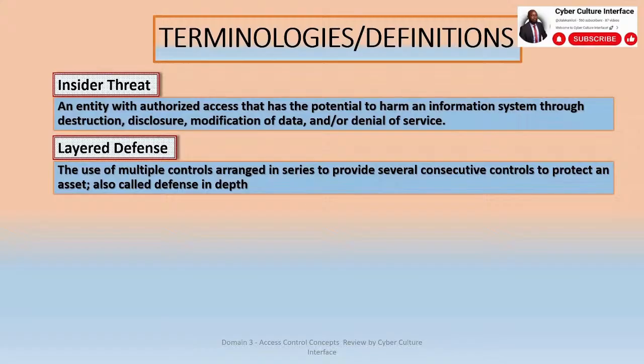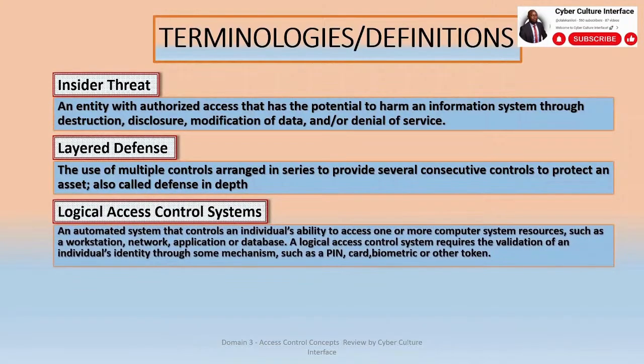So what we're talking about here is, for instance, if you want to access an organization, you first of all swipe your card at the entrance. Then after a few meters, maybe you have to do a biometric scan. Then at some point, you need to enter some PIN or login code. So these are layered defense.